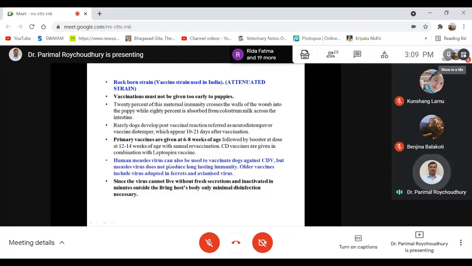Usually we have to be very careful about maternal antibody. What happens is, mothers, if they are vaccinated or naturally infected, pass the antibodies to the pups through colostrum, and they circulate in the blood. So if the pups have the maternal antibody, then we should not go for vaccination. Usually they decline after 6 to 8 weeks.